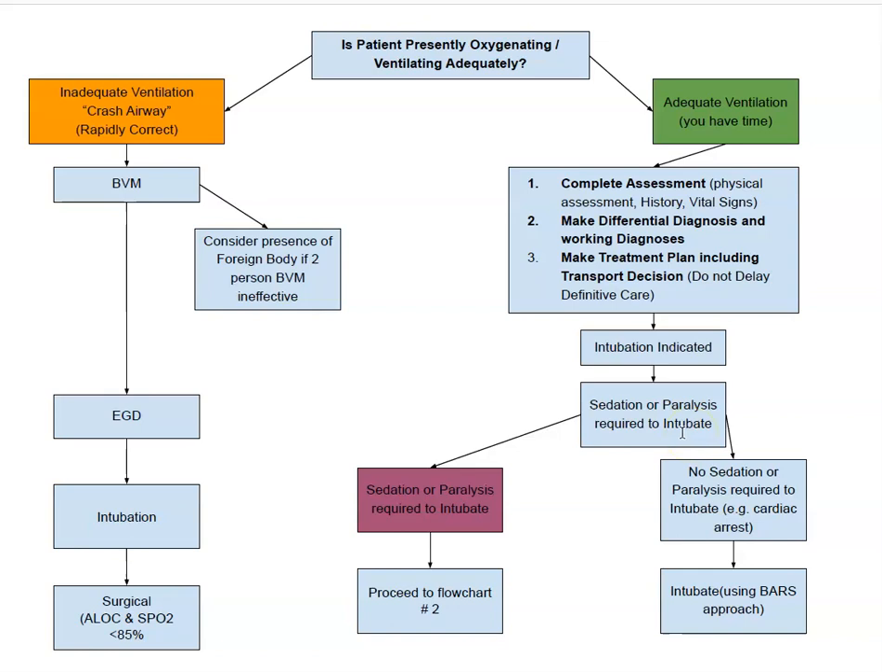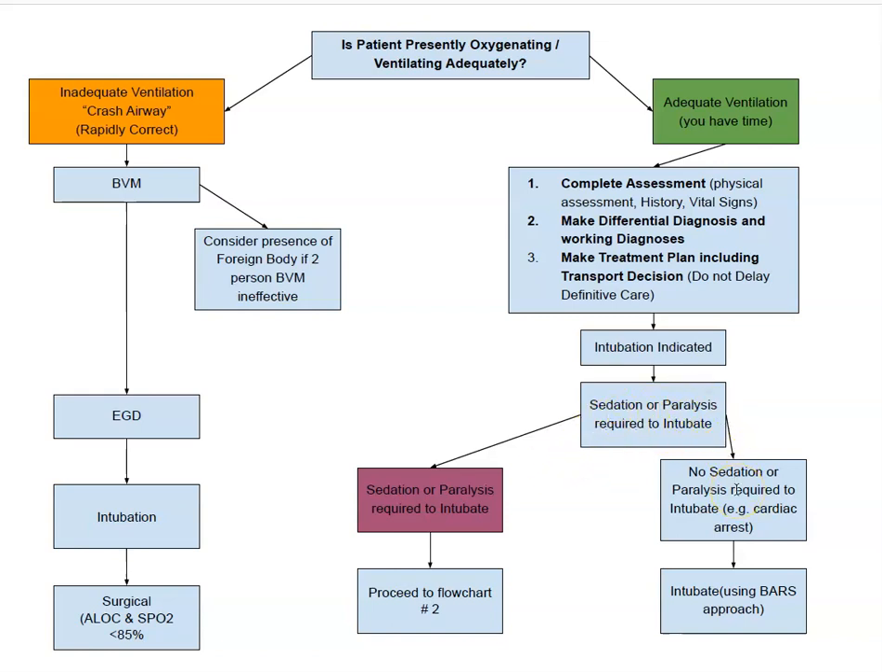Someone that might not need sedation and paralysis would be something like the return of spontaneous circulation in a patient that's had a long cardiac arrest, that's completely unresponsive and is not likely to have any gag reflex. Often those types of patients are intubated without any sedation or paralysis if they remain completely unresponsive after cardiac arrest, and having had a ROSC and still requiring bag valve ventilations. You may choose to intubate those patients without any sedation.